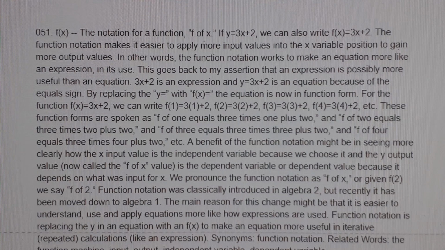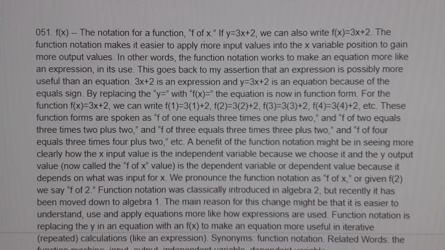The function f(x) = 3x + 2, we can write f(1) = 3 times 1 plus 2, f(2) = 3 times 2 plus 2, f(3) = 3 times 3 plus 2, f(4) = 3 times 4 plus 2, etc. These function forms are spoken as "f of 1 equals 3 times 1 plus 2," and "f of 2 equals 3 times 2 plus 2," and "f of 3 equals 3 times 3 plus 2," and "f of 4 equals 3 times 4 plus 2," etc.